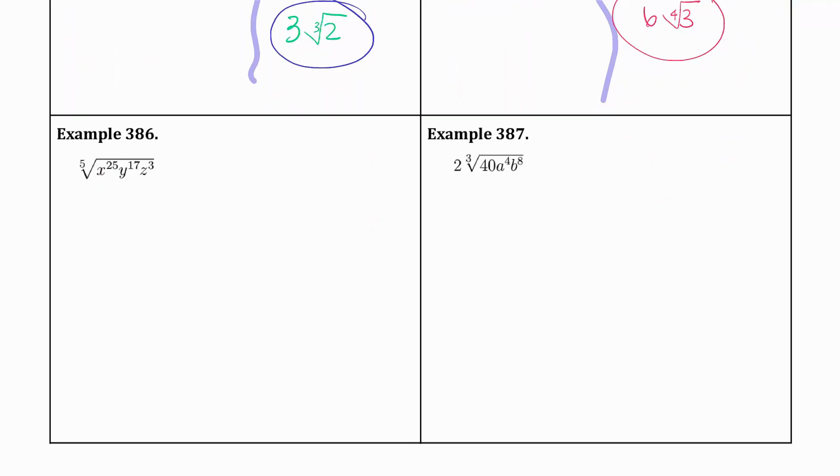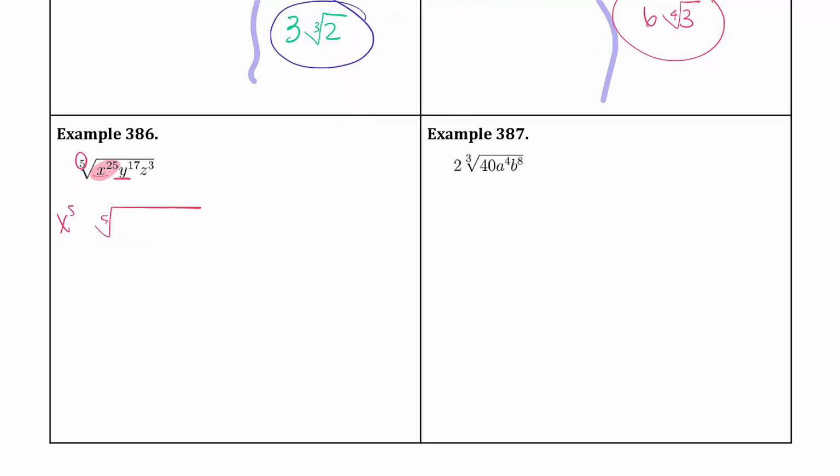Okay, on example 386, I am not going to rewrite this out a bazillion times because x to the 25th would mean x times x times x times x 25 times, and we don't have time for that. If that's the only way you can do these, go for it. But notice here, I've got a 5th root. So I'm looking for groups of 5. So let's just think logically. If I wrote out x 25 times, and I'm seeing how many groups of 5 I can make with it, well, I can make 5 groups, and I don't have any left over.